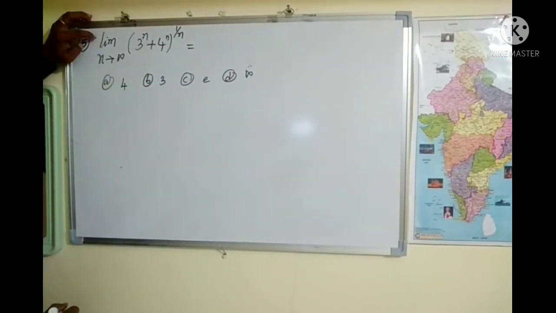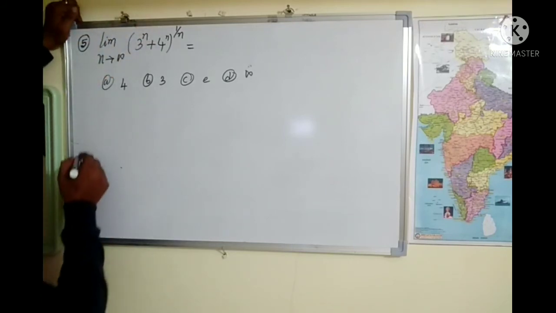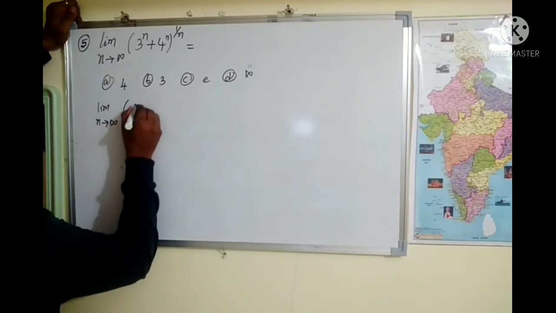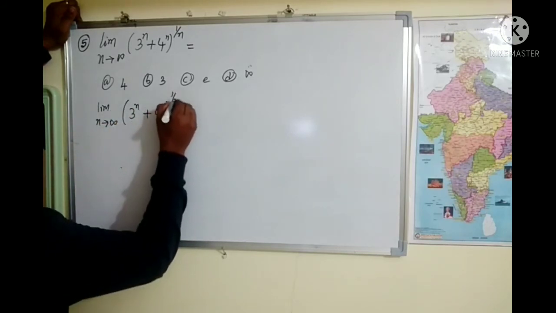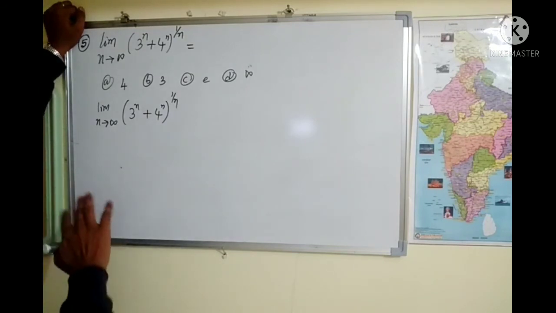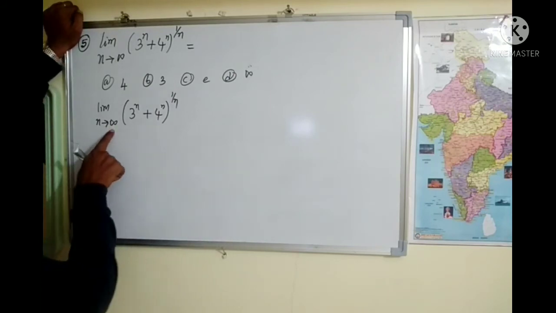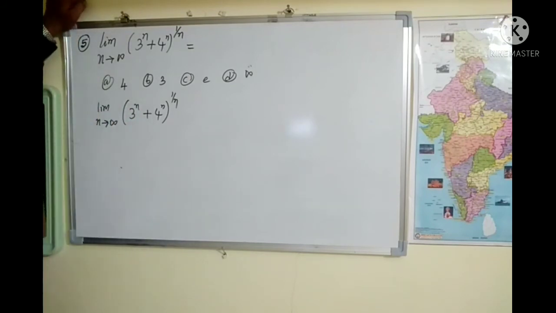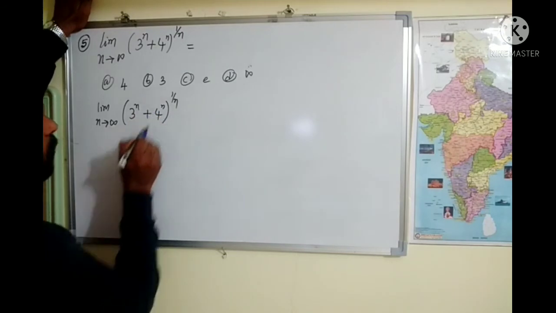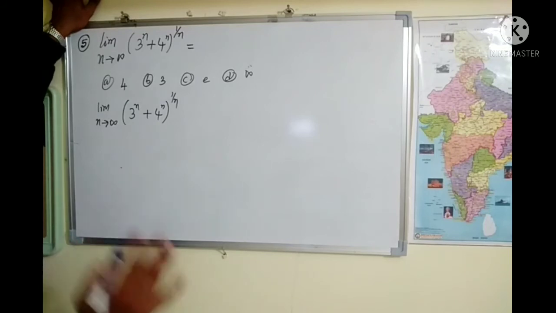So here we have the result: limit n approaches infinity, (3 to the power n plus 4 to the power n) whole to the power 1 by n. So in this result, since n approaches infinity, we substitute infinity in the place of n. This result becomes (3 to the power infinity plus 4 to the power infinity) whole to the power 1 by infinity. This result is in an undefined form.